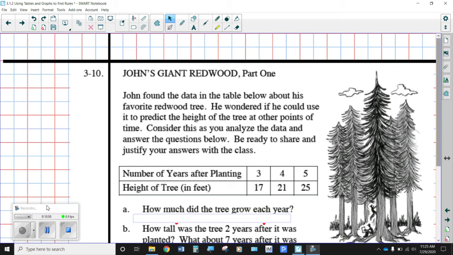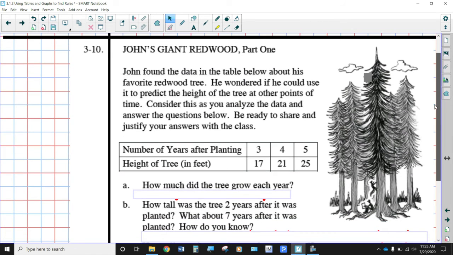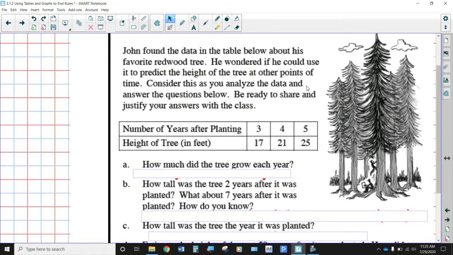Okay, so this is what the big lesson's about. It's called John's Giant Redwood. This is part one. We'll come back to this in a later chapter. John found the data in the table below about his favorite redwood tree. He wondered if he could use it to predict the height of the tree at other points in time. Consider this as you analyze the data and answer the questions below. Be ready to share and justify your answers with the class.